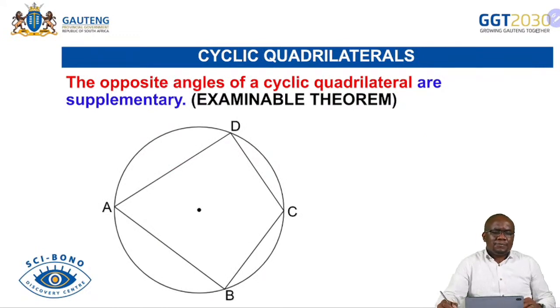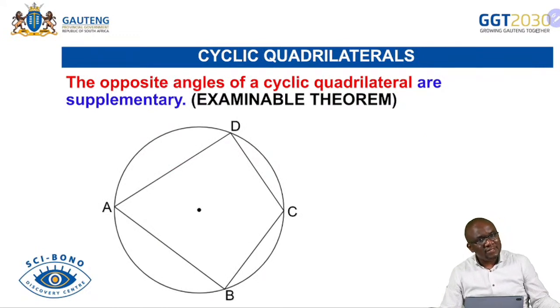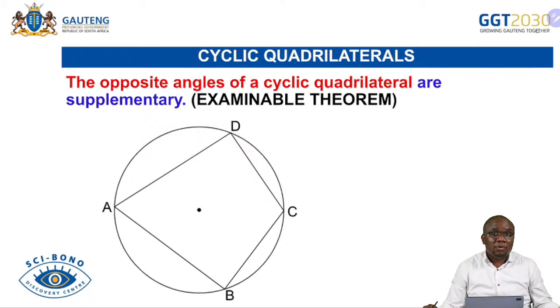Okay, now, there's this theorem here. I said it is examinable. It means proving this theorem, you may find it in the examinations. Please know how to prove this. Remember we discovered that the opposite angles of a cyclic quad are supplementary. They add up to 180 degrees. We want to prove that now. This is how you prove it.